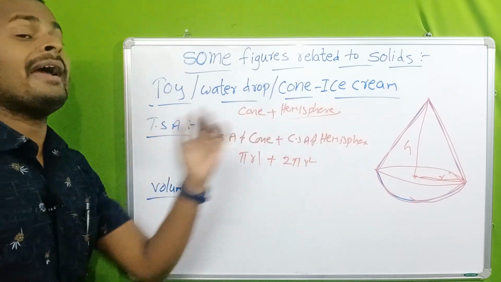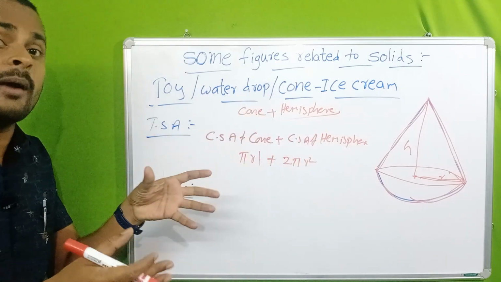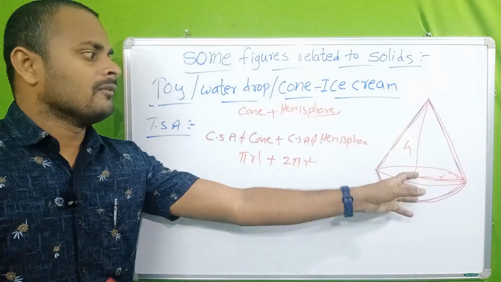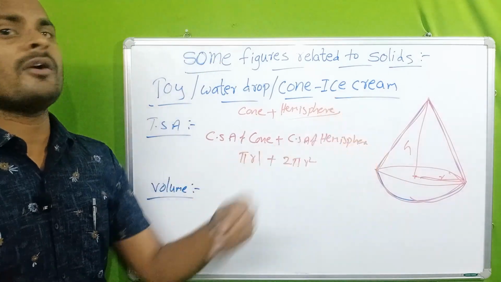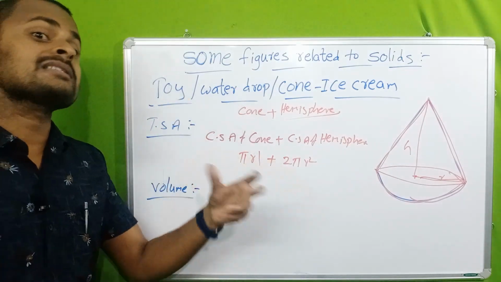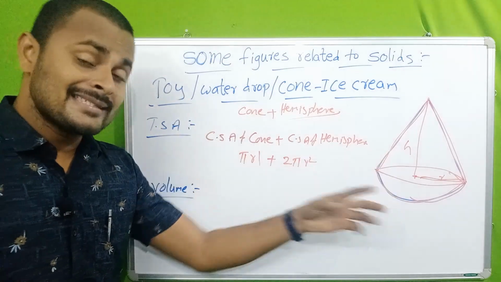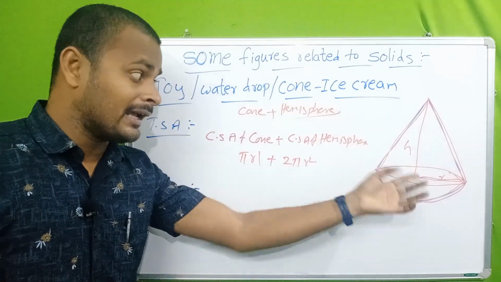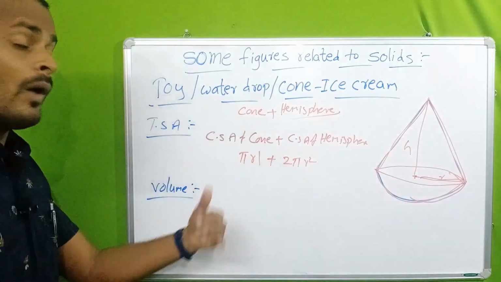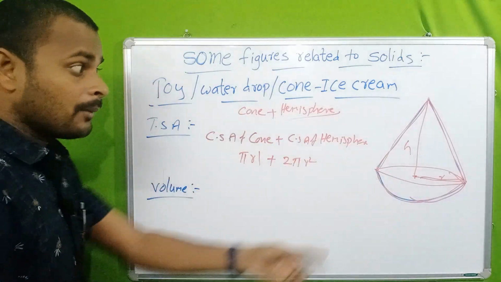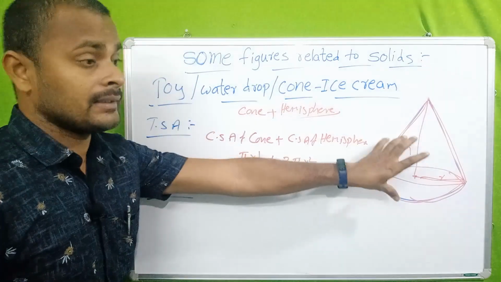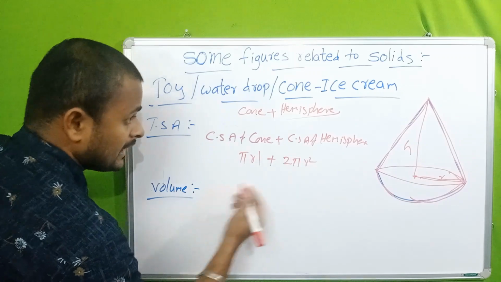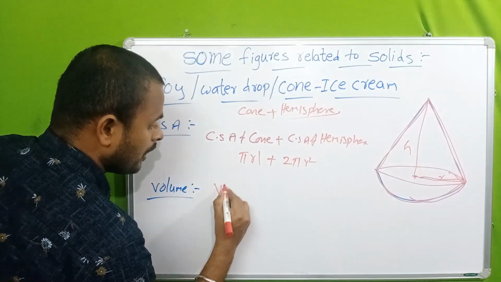How can we find the volume? That means, how much ice cream is in the particular cone ice cream, or what is the volume of the water drop? When he asks that kind of question, this is the combination of two objects: one is a cone and the other is a hemisphere. Then you have to find both volumes, because volume is internal. That is why you have to find both volumes of the objects. One shape is what? Volume of cone.